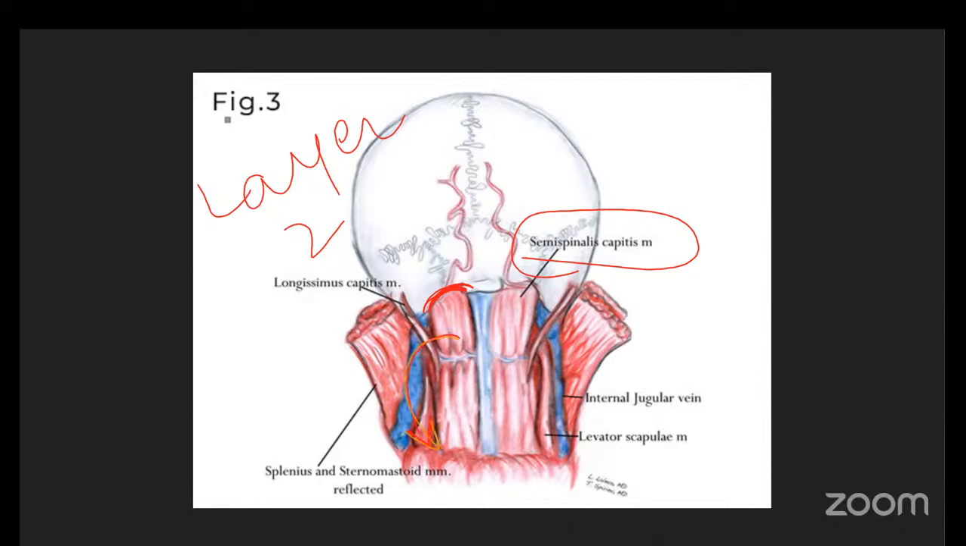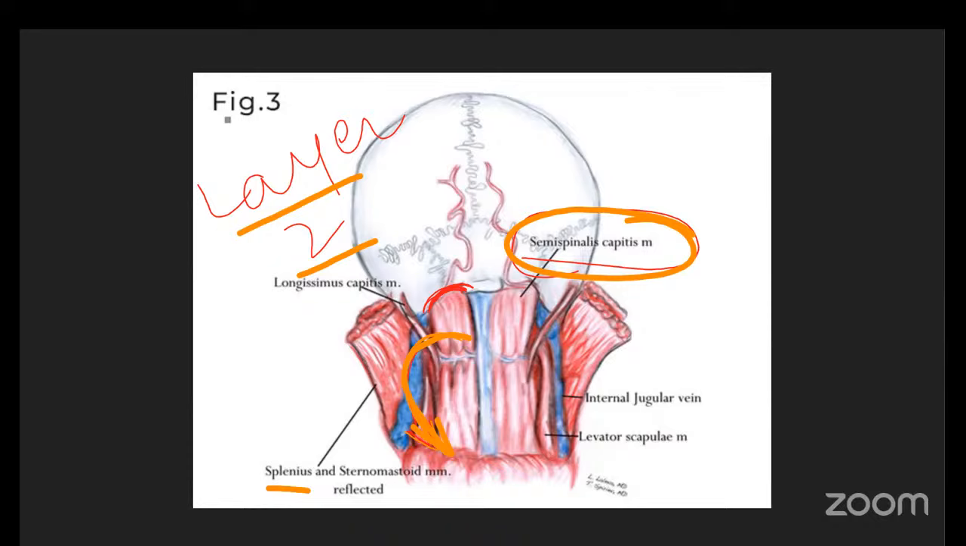Yes. So, what was the first layer? Let's do a very quick recap. Sternocleidomastoid and splenius capitis. Where do they go? Laterally, they get reflected laterally. That was layer 1, right? This is layer 2, right? This is semispinalis capitis. Where does this go? Inferiorly. So we detach it from the superior nuchal line and we reflect it downwards. This was layer 2. Let's move on to layer 3.